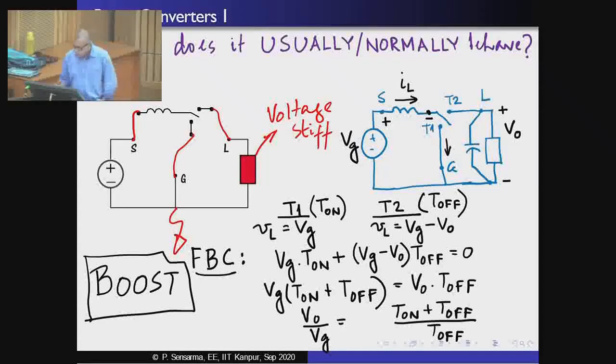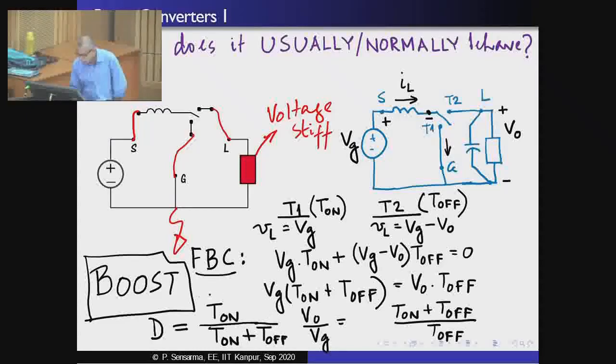Okay. Now, normally this is written a little bit differently, and that is because we define a quantity called duty ratio D, which is defined as T on upon T on plus T off. So, the ratio between the output voltage and the input voltage can be very succinctly expressed in terms of this quantity D, the duty ratio. Okay.